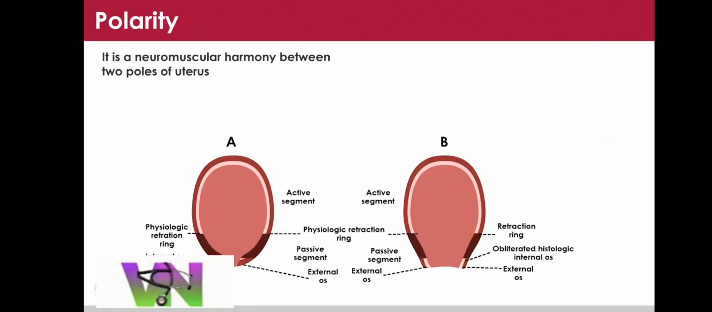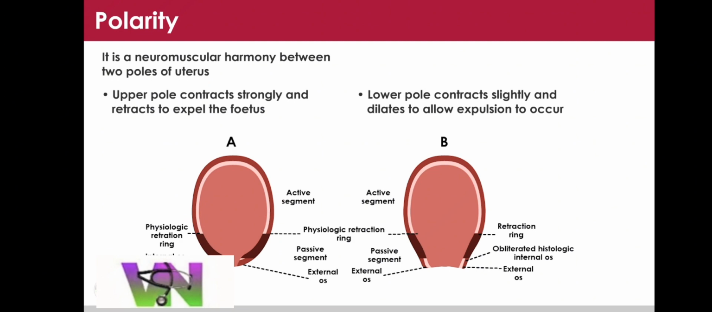Polarity. It is a neuromuscular harmony between the two poles of the uterus. The upper pole contracts strongly and retracts to expel the fetus. The lower pole contracts slightly and dilates to allow expulsion to occur.